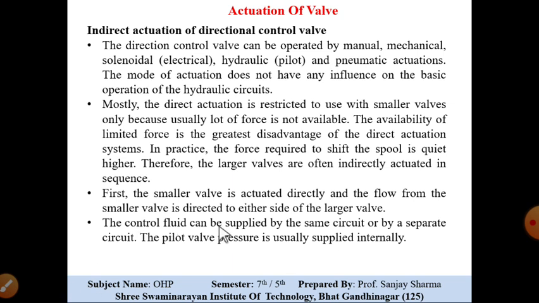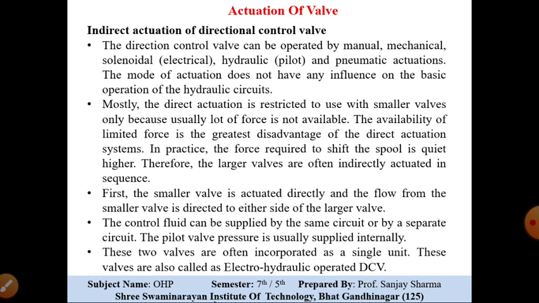So the control fluid can be supplied by the same circuit or by a separate circuit. So in indirect actuation system, there are two circuits, or a different circuit, which is used to supply fluid or hydraulic pressure to the main circuit. These two valves are often incorporated as a single unit, and these valves are also termed as electro-hydraulic operated DCV valve.